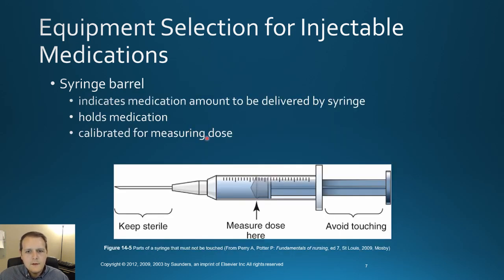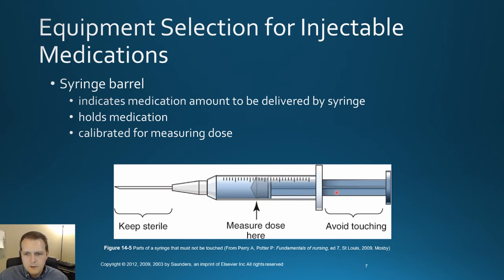So the syringe itself, you'll find the barrel is going to be indicating the different demarcations here. We've talked about the calibrations and things like that. It's where they're actually holding the medication. And again, depending on the size of the syringe, you'll find that the calibrations will be a little bit different. So that's why you want to use the smallest one you can, because you're more likely to get a very exact dose there.